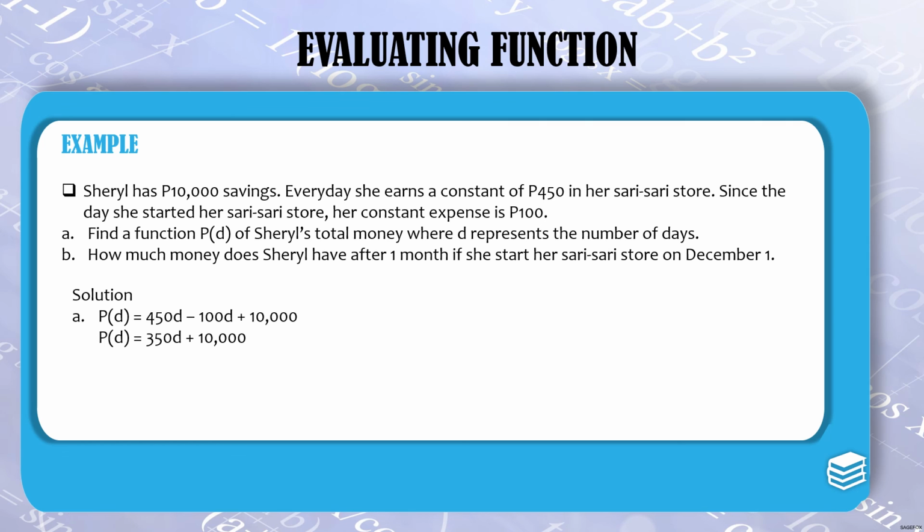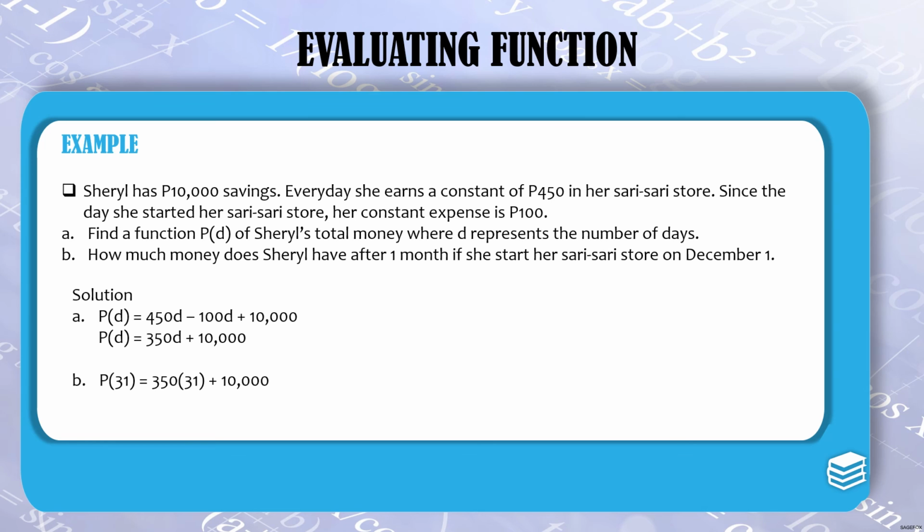And then, combine natin si similar term, which is 450D minus 100D. Dahil like term, we subtract. That's why we get 350D plus 10,000. So, this is now the function that represents the total money of Cheryl in D days, in number of days. Yung letter D na yon. Let us answer the question in letter B. Kung magkano daw ang kanyang kita or pera after isang buwan kung nagsimula siya ng December 1.